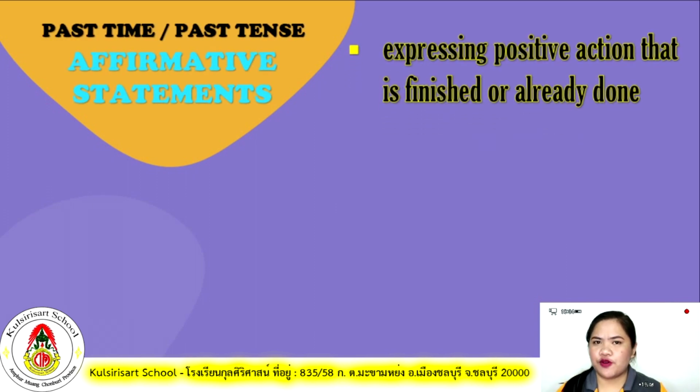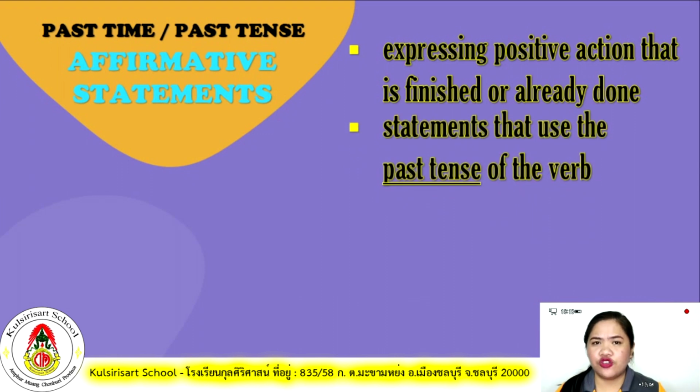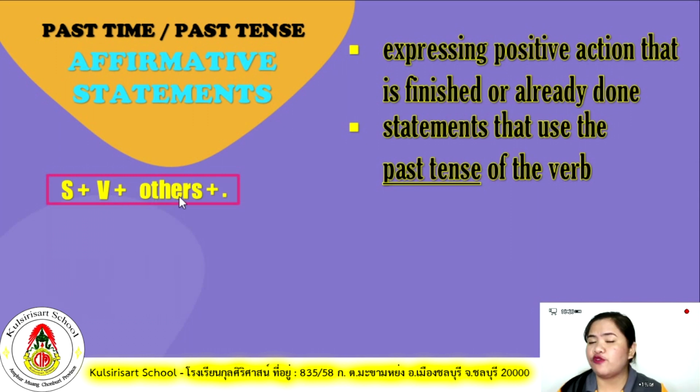When we talk about affirmative, it means it's expressing positive action that is finished or already done. And of course, it uses what tense of verb? Very good, past tense. And do not forget the formula in making past tense affirmative statements. We have the subject plus verb plus the others, and of course the punctuation, full stop. Others means it can be adjective, adverb, any.